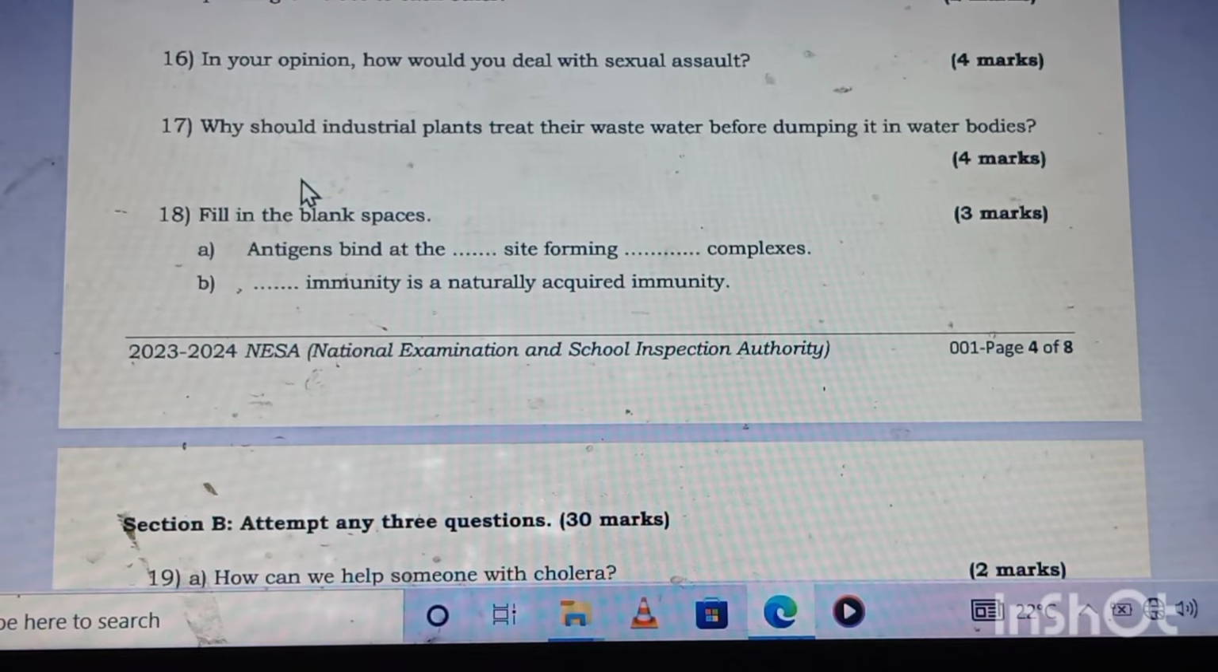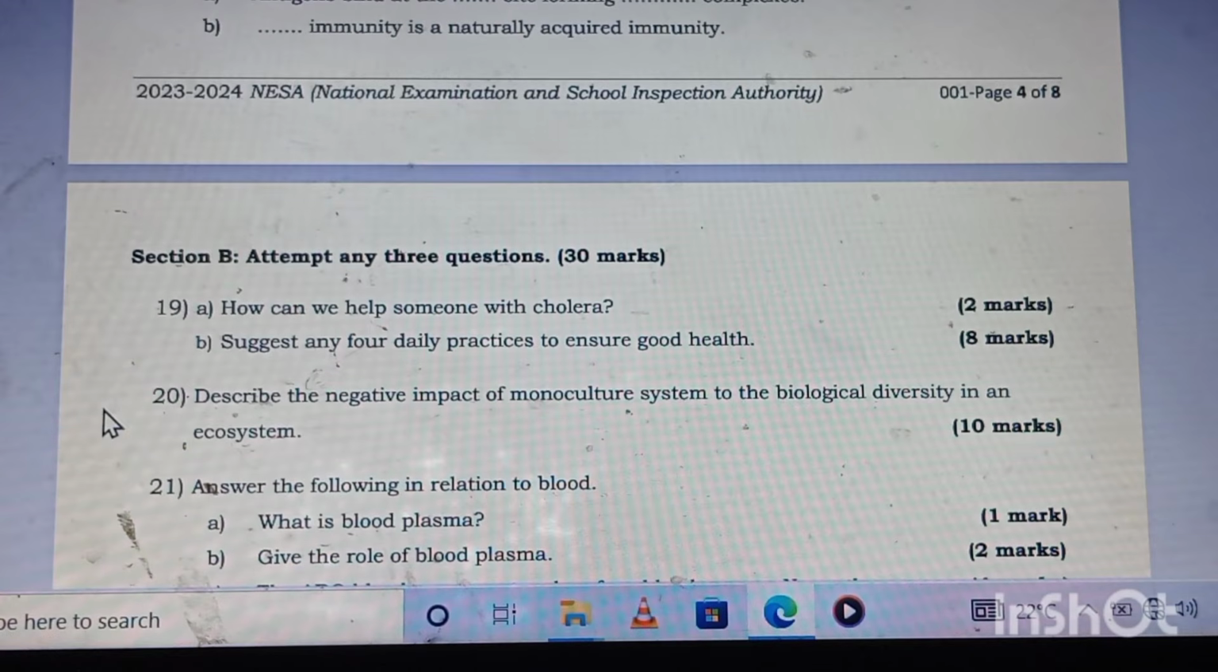Question number 18. Fill in the blank space. Antigen binding at active sites, forming what you call antibody. For B, immunity naturally acquired is what you call passive immunity. Meaning for here we must put passive immunity. For here, active site. For here, antibody. Yes, thank you.